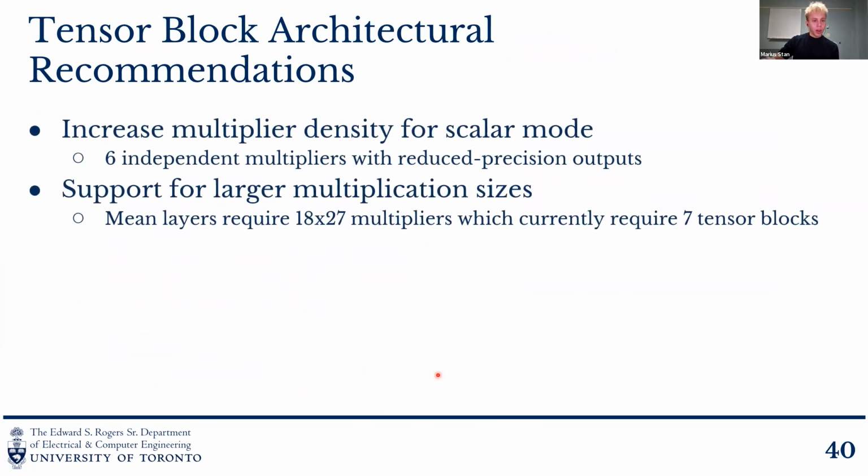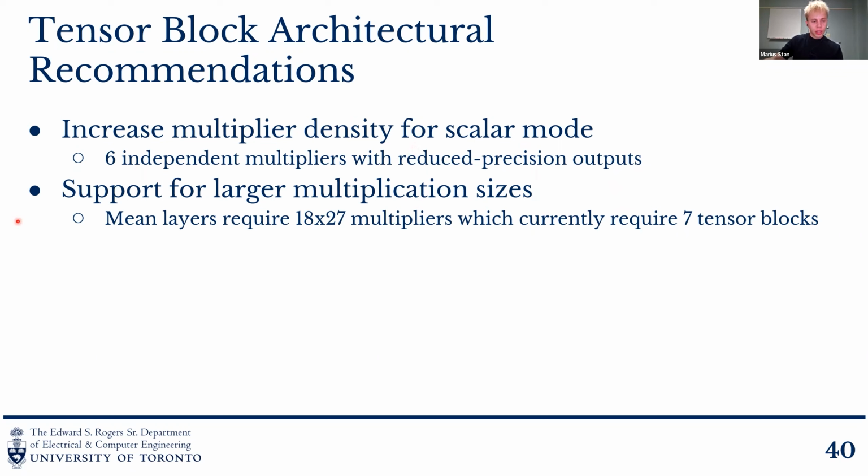Just some architectural recommendations before finishing off. One of them is increasing multiplier density for scalar mode. We found that scalar mode was the limiting factor preventing us from reaching that 15x performance improvement for our tensor mode, as Depthwise convolutions make up a big portion of the calculations in the networks we tested. Having scalar mode support, say, up to 6 multiplications instead of 3 at a reduced precision, could be helpful in further increasing performance.